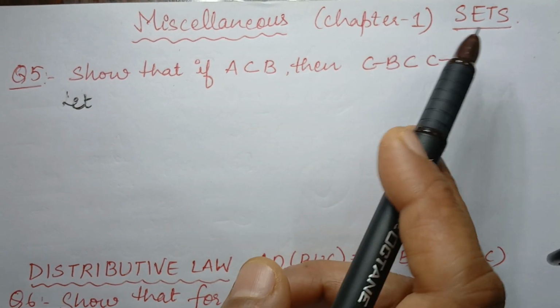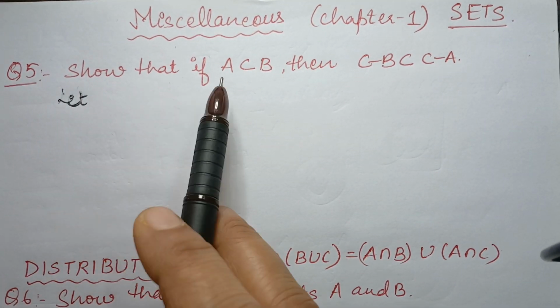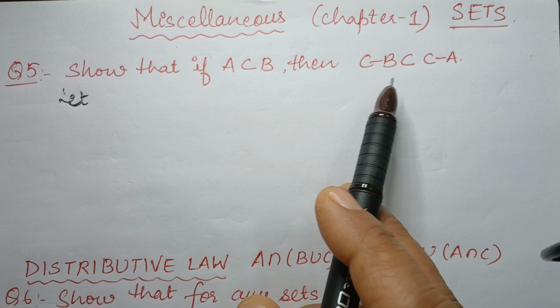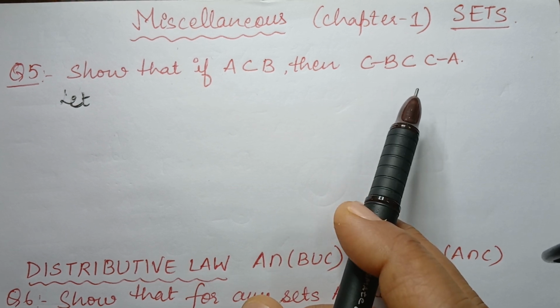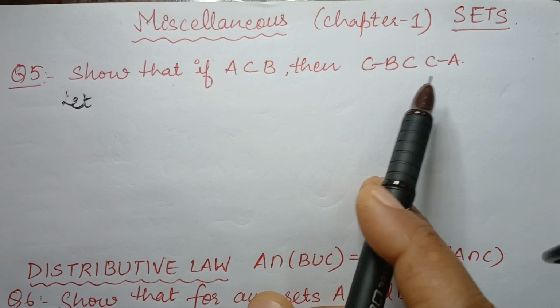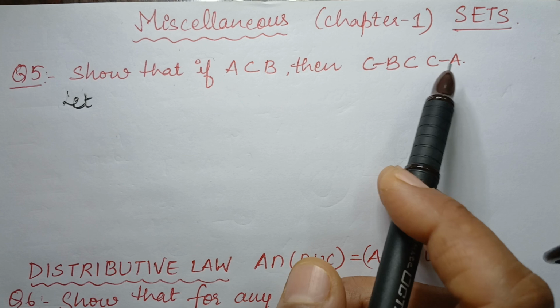Miscellaneous exercise chapter 1, sets. Question number 5. Show that if A is a subset of B, then C minus B is a subset of C minus A. How to show that C minus B is a subset of C minus A?